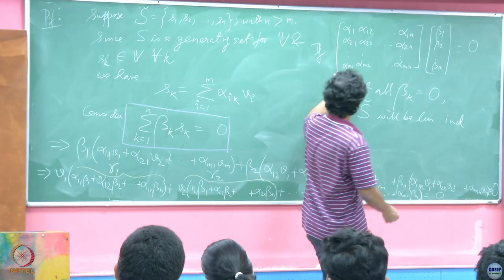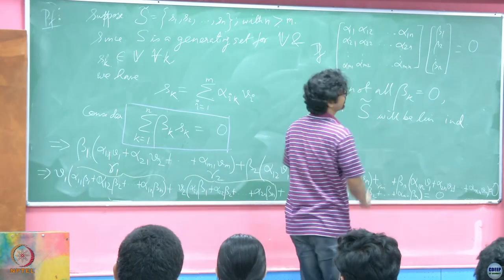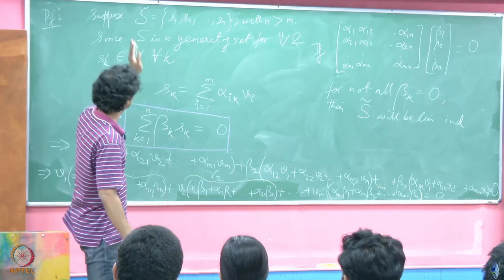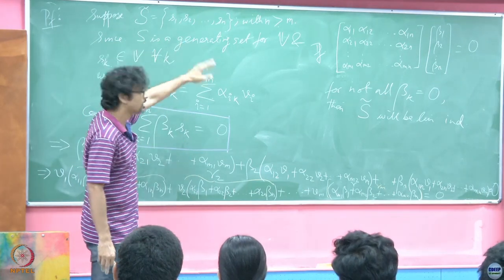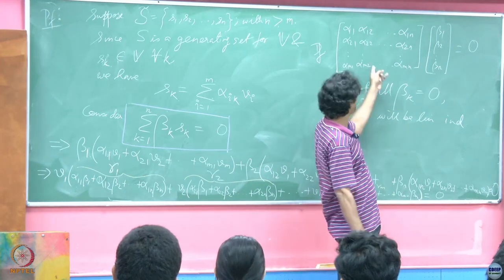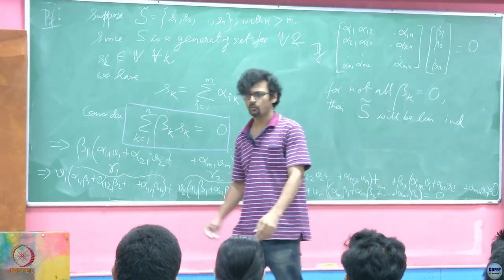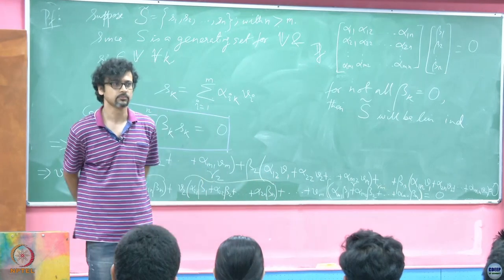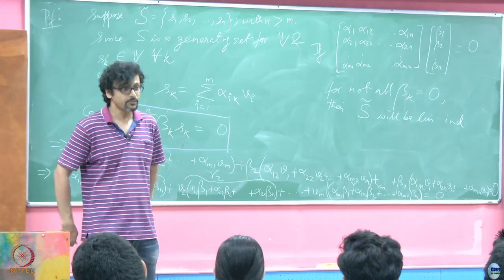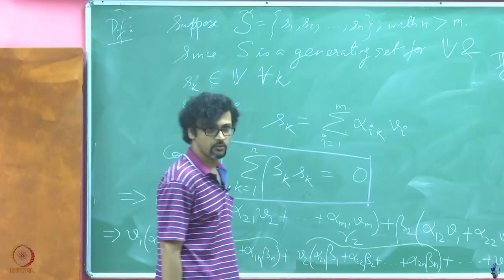But now look at this matrix. What does it remind you of? See, we were dealing with an arbitrary vector space. Nowhere did we assume that these objects are n-tuples of numbers, right? But eventually the question boils down to that of matrices. What do you know about this matrix, the one written in terms of the alphas? It's a fat matrix, right? What does a fat matrix have?